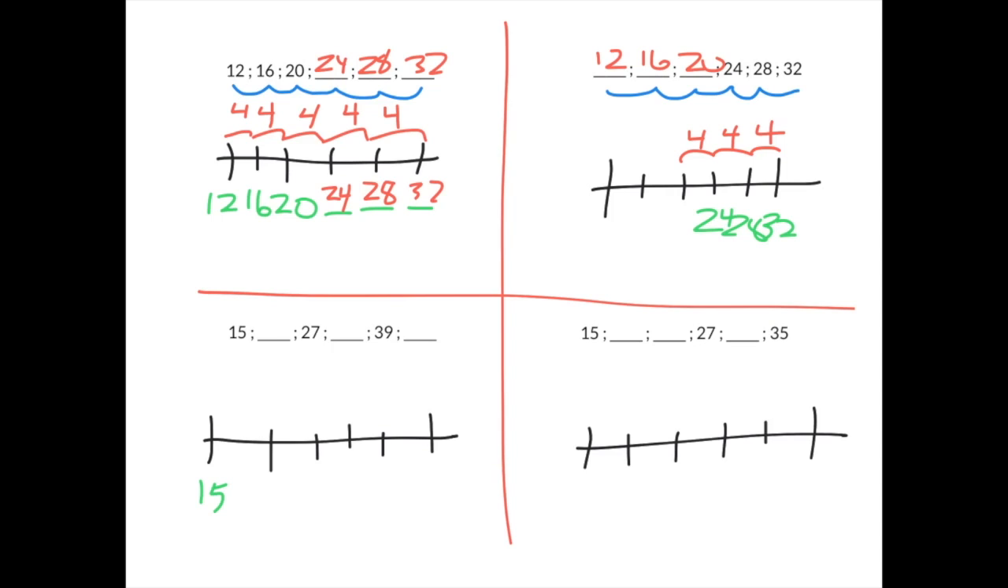So here we have 15, a blank, 27, a blank, 39, and then we finish with another blank. So the steps here are the exact same. Students are still looking to find the difference between two values that are known on the number line. So here we're looking for students to do 15 plus what is 27? And the answer here is 12.